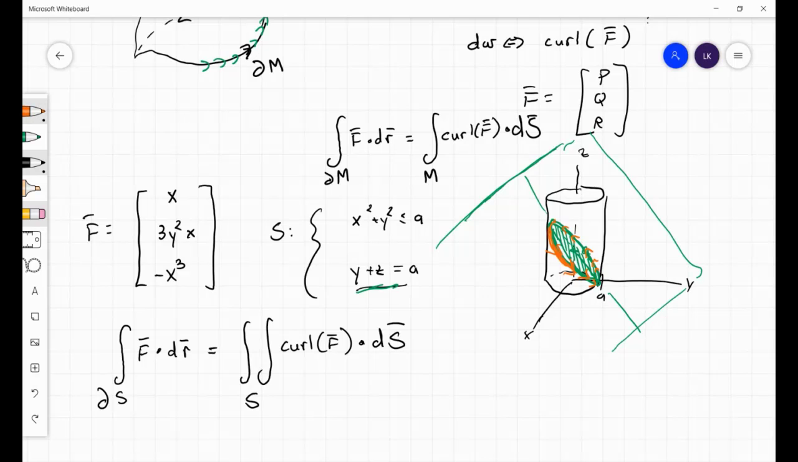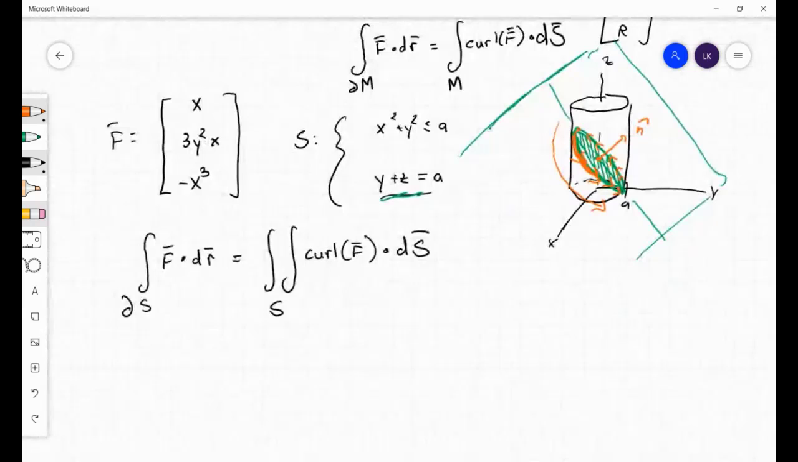And here we have to pay special attention to the normal vector to that surface. The unit normal has to match the orientation of the curve. So if you use the right-hand rule and you curl your fingers in the direction, your unit normal would be pointing up like that. So that's going to have a positive y component and a positive z component. So let's quickly compute the curl of our vector field.